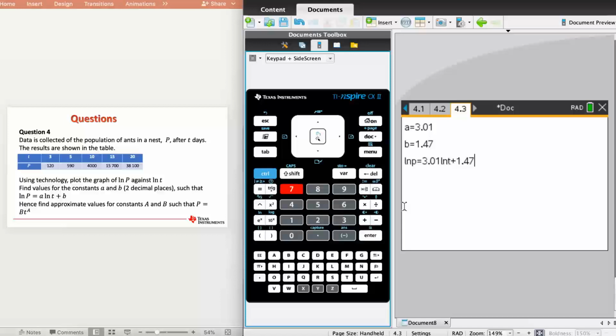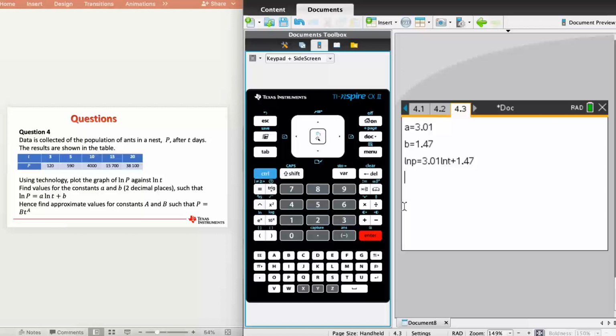Now, hence find approximate values for constants A and B such that P is equal to B T to the A. So I need to look at my expression now and find a way of using my natural log expression to turn it into an exponential function. Right, there's a couple of ways this can be done.